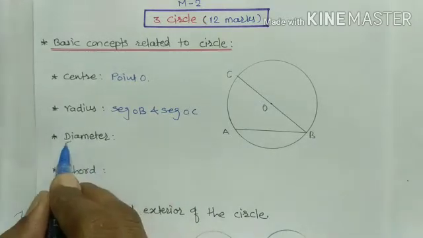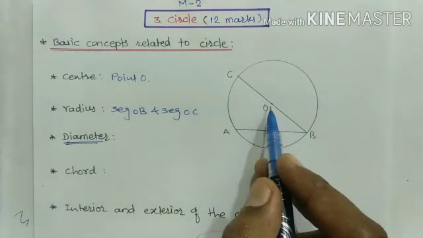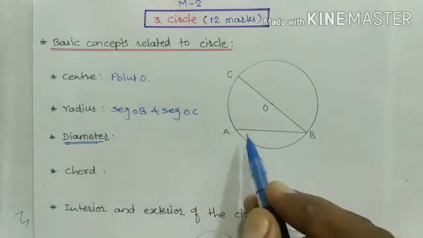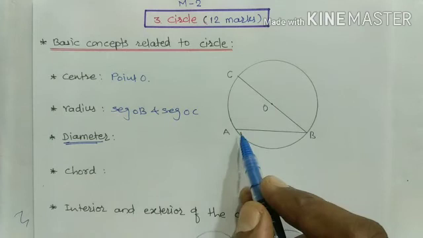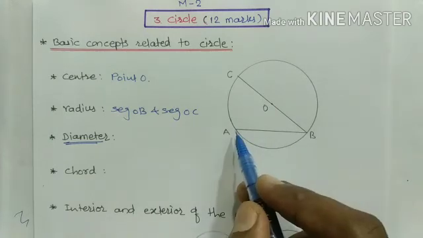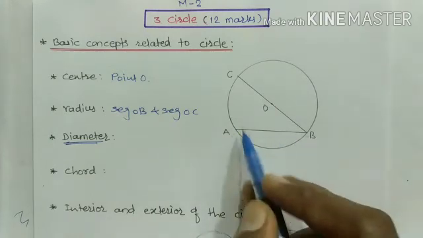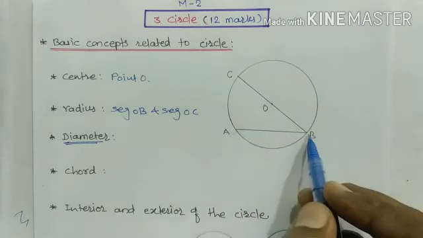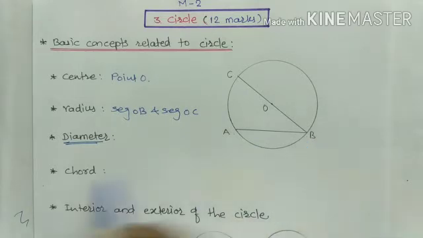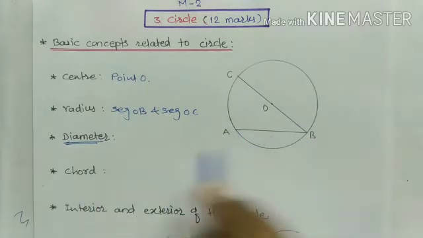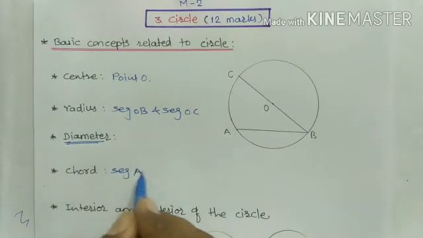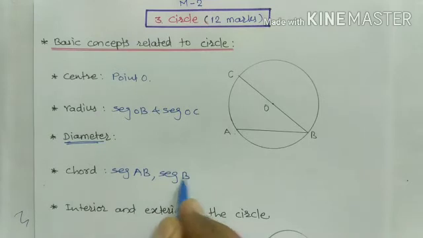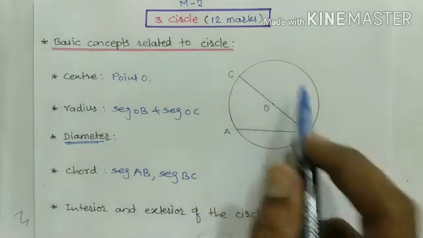Now the diameter. Here diameter is twice the radius. First we already learned about the chord. Here the points A and B are on the circle. The segment joining any two points on the circle is called the chord. In the figure, segment AB is a chord and segment BC is also a chord, because point B and point C are on the circle.